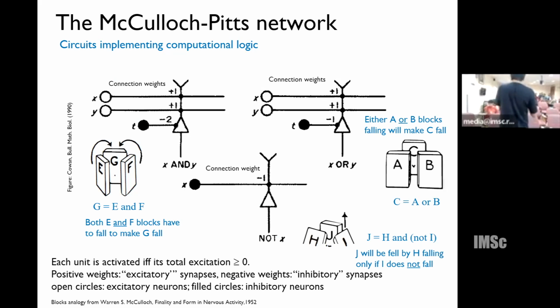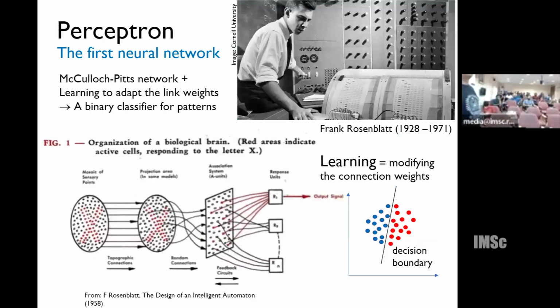So you want a general purpose machine. In other words, you want a method by which you can learn what kind of circuitry is required to solve a particular problem. So in other words, you want to create a machine which can learn. And this is the problem that Frank Rosenblatt took up.